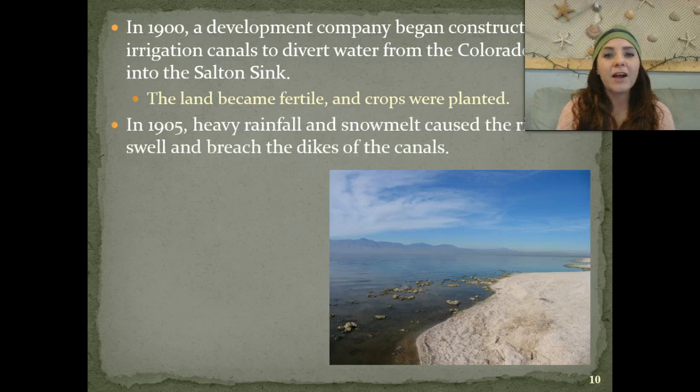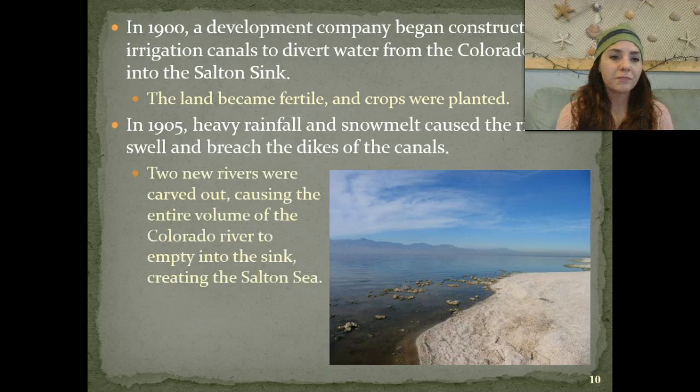Then in 1905, a very heavy rainfall caused a snow melt later on, which caused the river to swell and breach the dikes as well as the canals. Two of the rivers were carved out, causing the entire volume of the Colorado River to empty into the Salton Sink. Eventually, that began what is now called the Salton Sea.